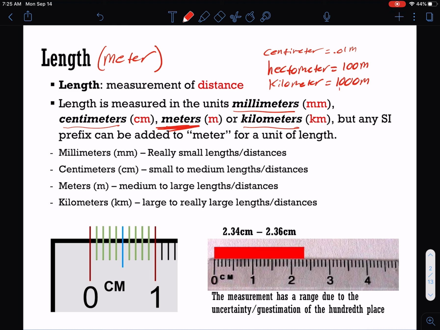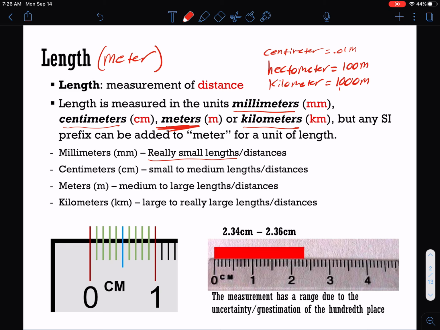And what I have here is just to show you, when you use millimeters, you're using them for really small lengths or really small distances. A millimeter is about the width of a credit card. So you're measuring really small things with that. Centimeters can be small to medium length things, like the length of the desks in class here. It could be the length of your table at home. You can use centimeters or meters. It depends on you and what you're trying to measure. And then when we get to kilometers, we're talking really large lengths, long distances. You'll use kilometers if you were trying to figure out how far it is from, let's say, Everett to Bedford.